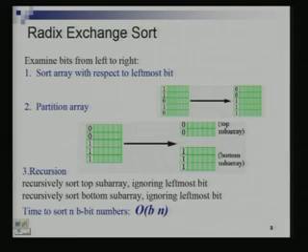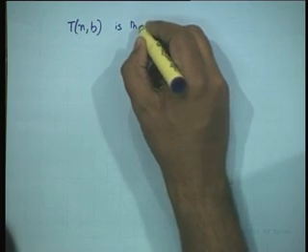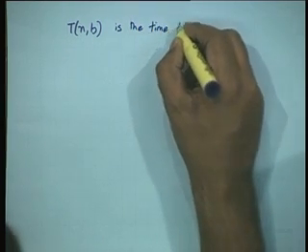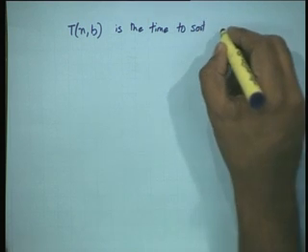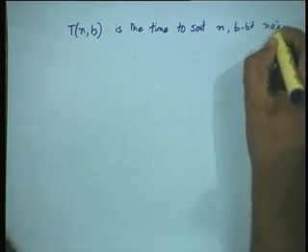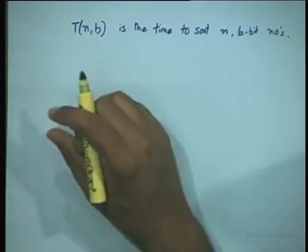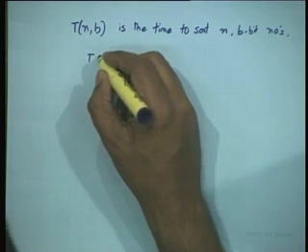Okay, let us write a recurrence. Let me switch and write a recurrence. So, T of n comma b. Why comma b? Because the number of bits matters. This is the time to sort n b-bit numbers. Let us say this is T of n comma b. What is this equal to?